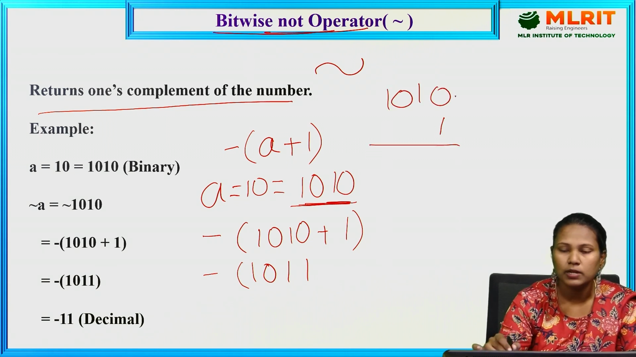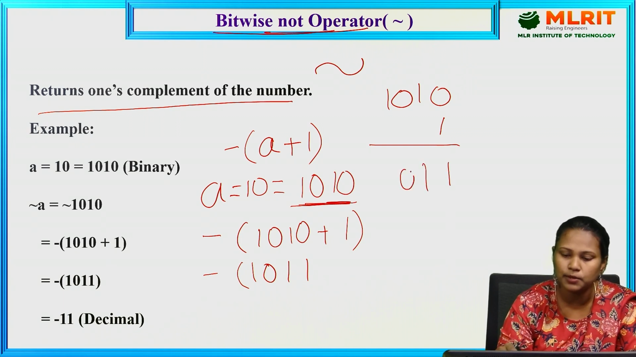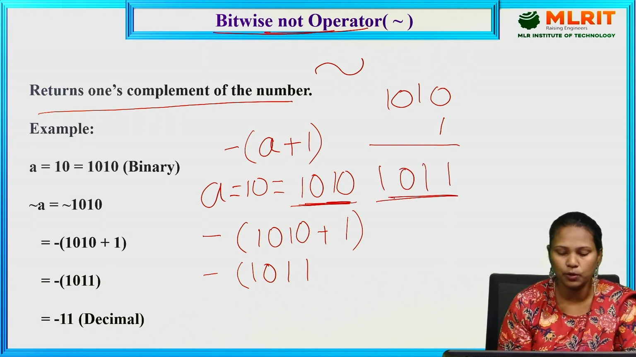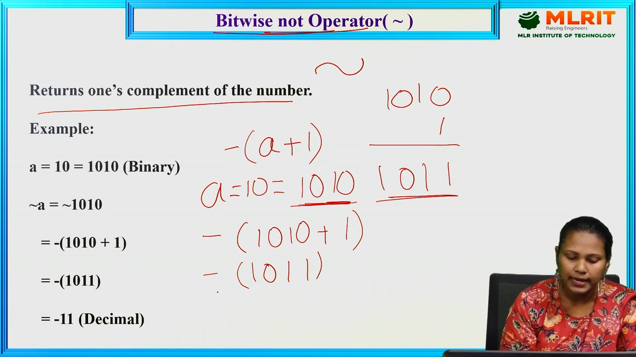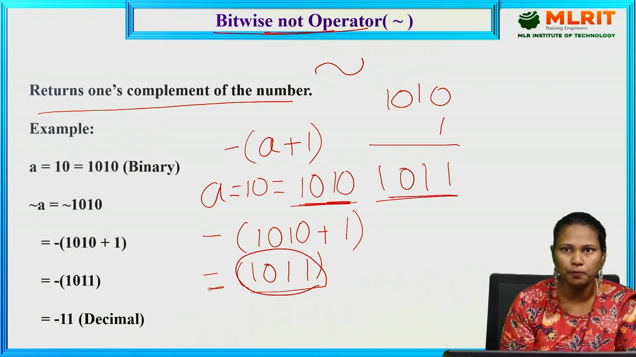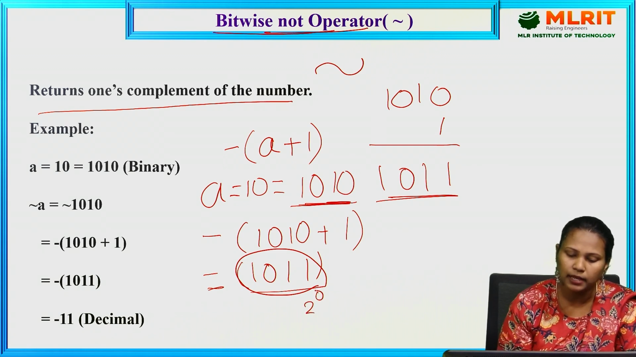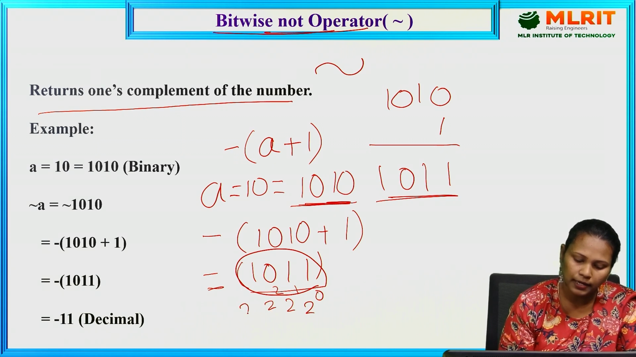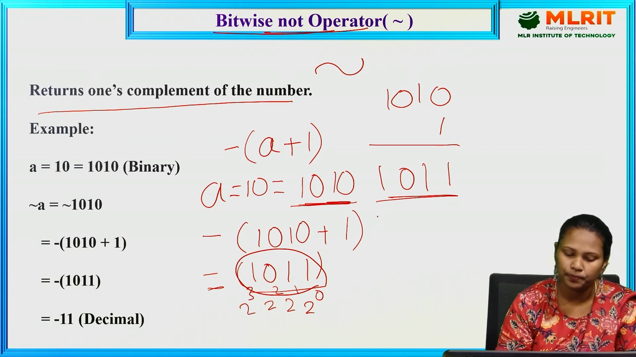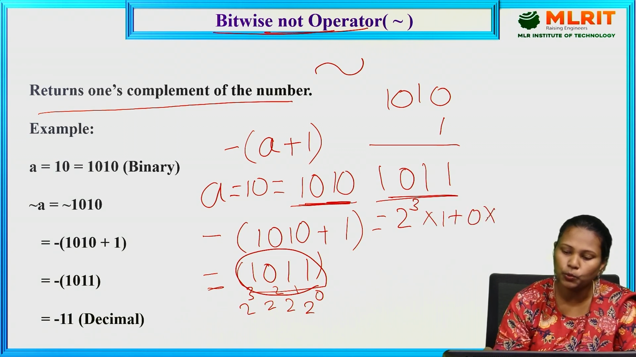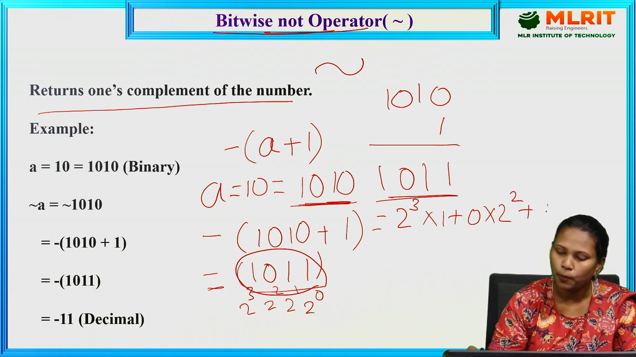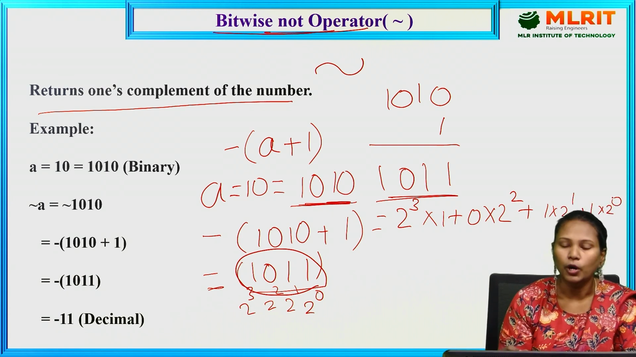10101. So 0 1 true, 101. So 1011 we got. Again, the negative sign is there. So we need to convert the binary number into a decimal number. Again, you have to multiply with 2 power 0, 2 power 1, 2 square and 2 cube. So 2 cube into 1 plus 0 into 2 square plus 1 into 2 power 1 plus 1 into 2 power 0. 2 cube means 8.